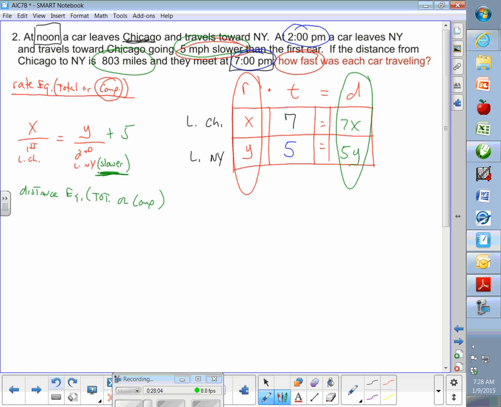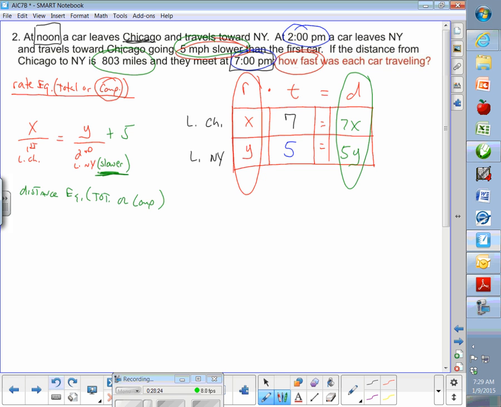And really, here's what's happening. We'll make this Chicago. You need to write this. And if this were New York, one is traveling this way and the other is traveling that way. And this distance here is a total, right? That's what's going on.